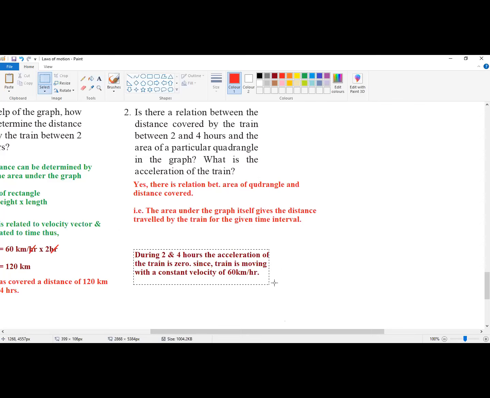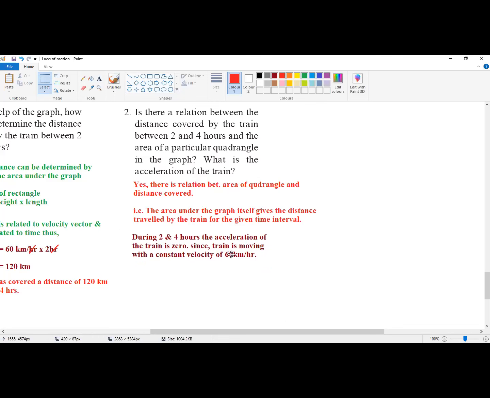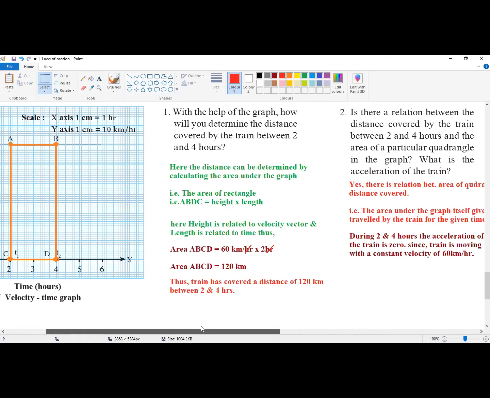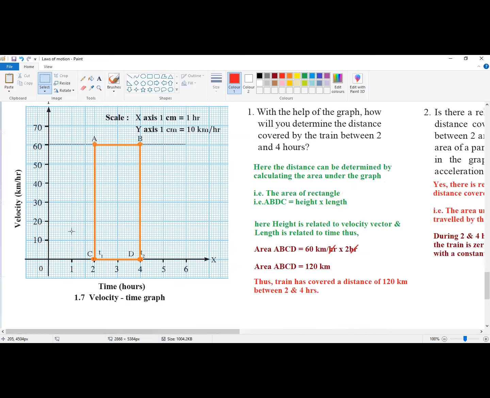Very good. So this is all about the velocity time graph. I hope you all have understood this velocity time graph. Yes?